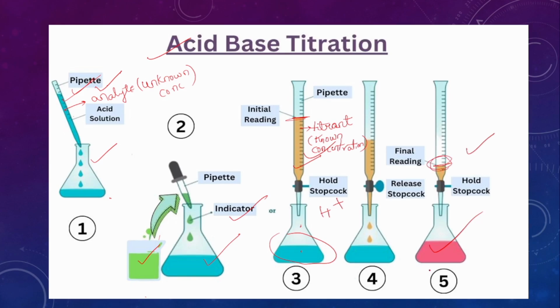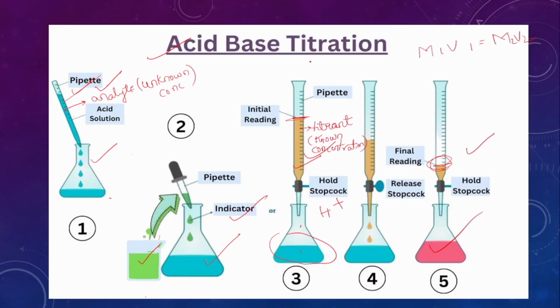We repeat this titration 2 to 3 times for accuracy, and the average volume of the titrant is used in the calculation. The concentration of the analyte can be determined as moles of acid equals moles of base. The formula is M1V1 = M2V2, where M1 and M2 are the molarity and V1 and V2 the volumes of the unknown and the known solutions. Molarity is the moles of solute per liter of solution. Volume is the amount of titrant or analyte used in the titration process.